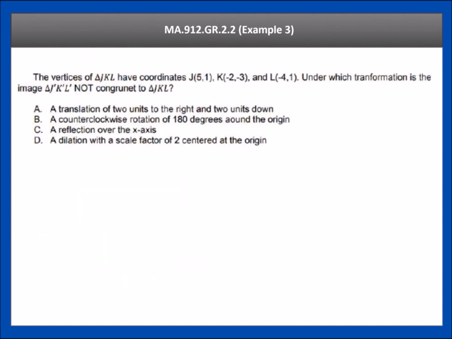All right, so the vertices of triangle JKL have the following coordinates. Which transformation is not congruent? I think we did this one already, right? The answer was dilation. So this one is actually a repeat question.